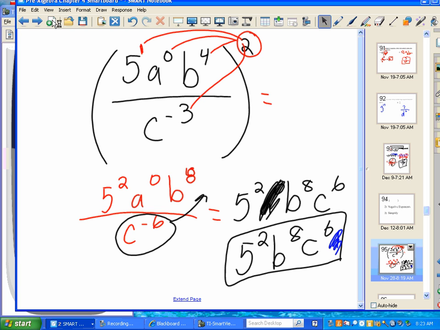If a number is next to a variable, it always means multiplication. Would it matter if it was 5a? 5a is the same. 5a times b is the same thing as 5 times a times b. It's the same thing. Okay, we'll do more of these harder ones tomorrow.